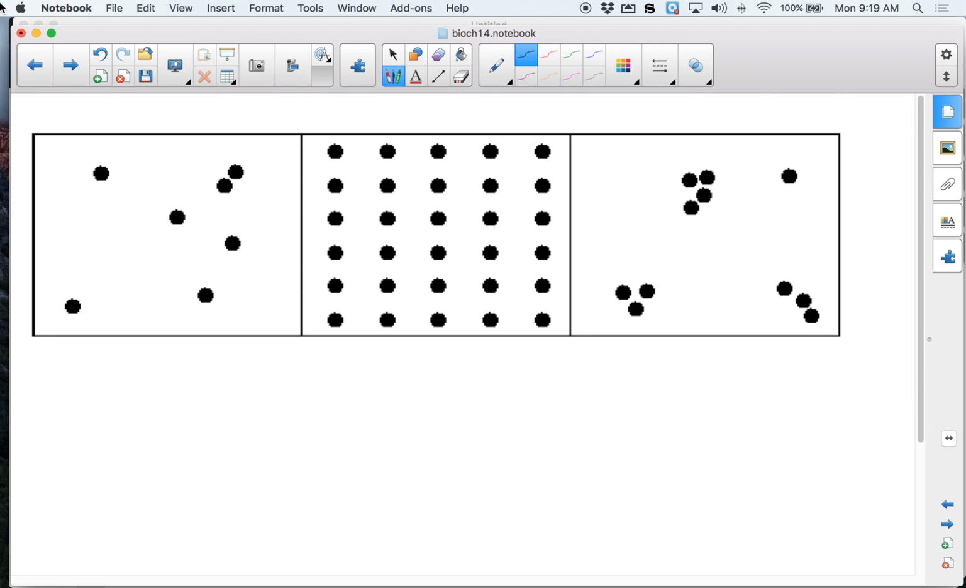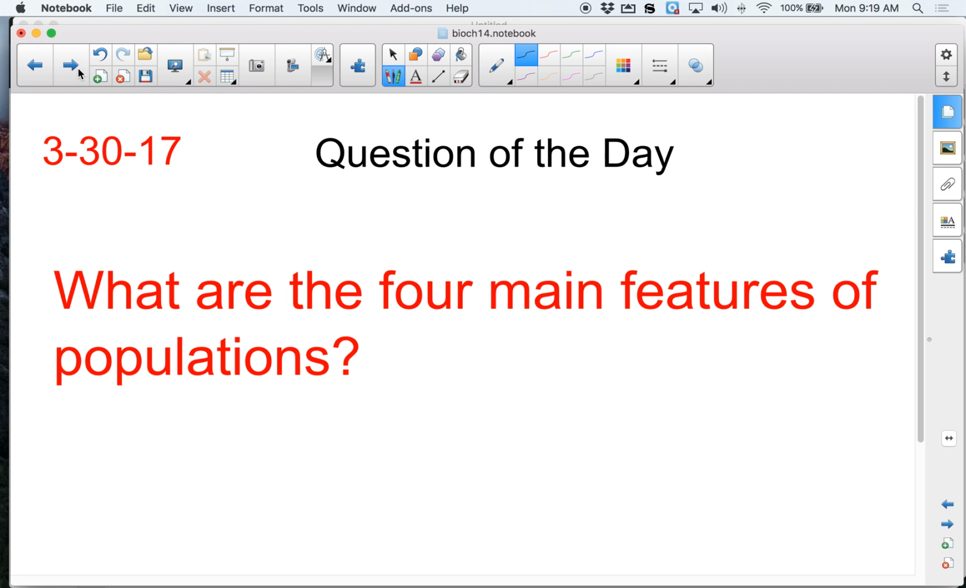And this basically shows the same thing. So what would this one be? Clumped and random. All right. There's your question of the day.